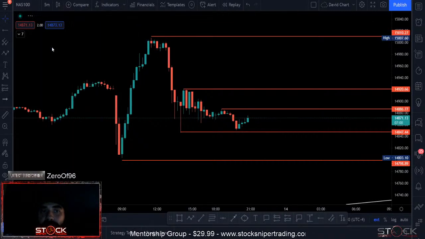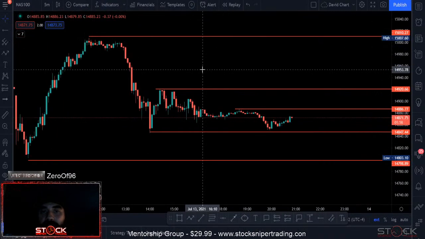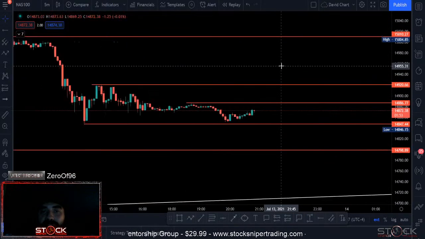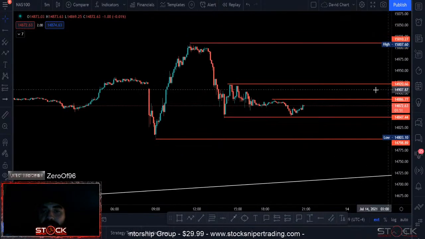So what we're going to do is drop it down to the 5-minute. This is our chart we're going to play with right now. Price has every bit of opportunity to come back down and test daily support.